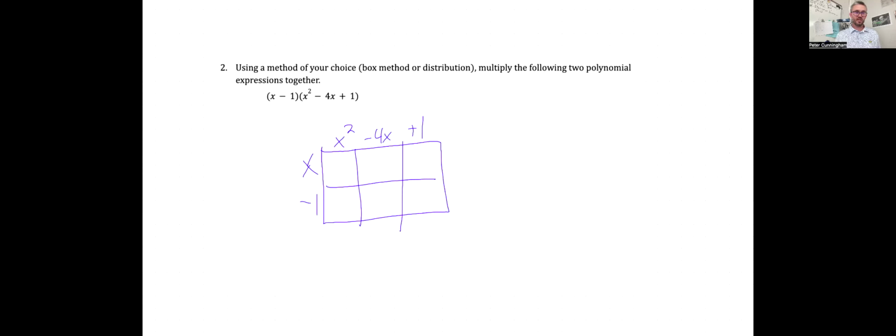Now, a lot of people are doing this well. Multiply those to get x to the third power, then negative x squared. That's negative 1 times x squared. Negative 4x times x gives me negative 4x to the second power. Negative 4x times negative 1 would be positive 4x. And then x times 1 is 1x. If you want to write the 1, you can, or you can just write x. Negative 1 times 1 is negative 1.